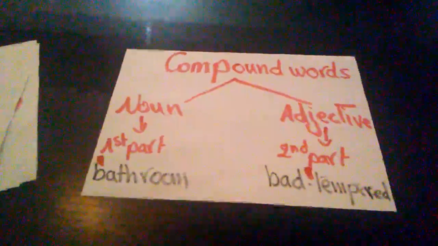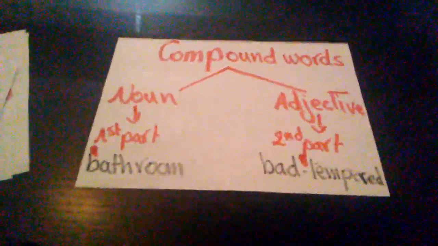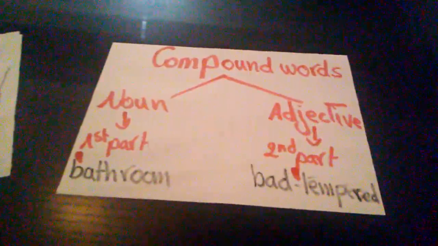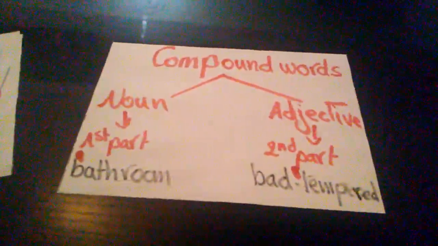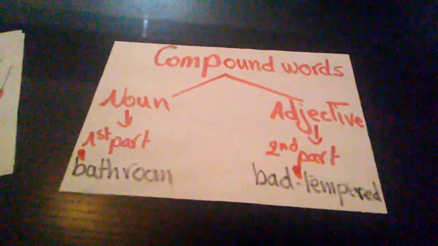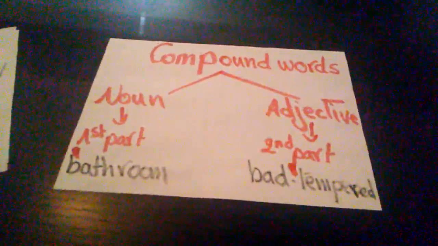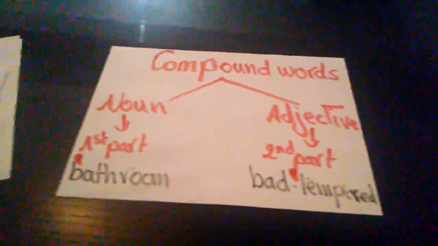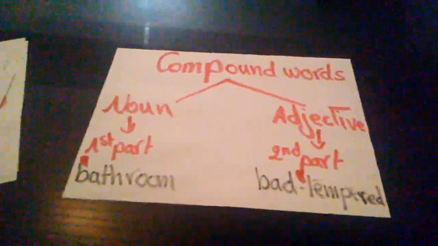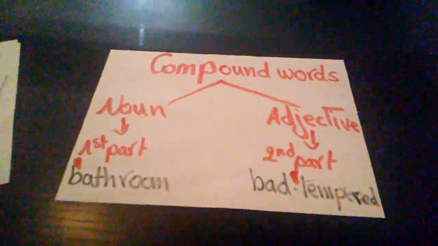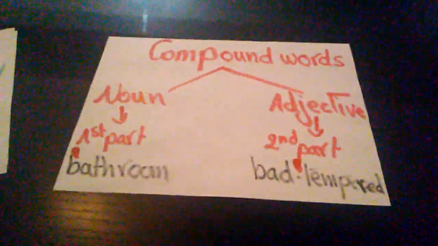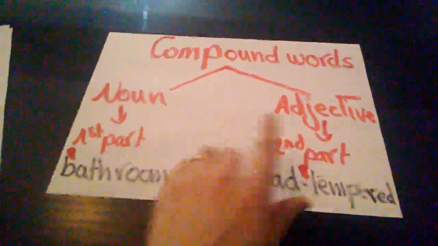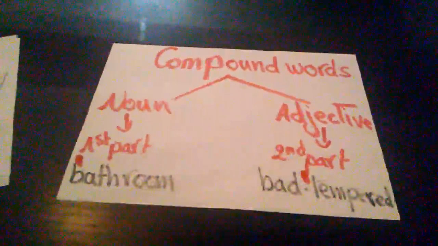Then you have compound words. In compound words, you have two cases. A compound word as a noun or a compound word as an adjective. What is a compound word to begin with? A compound word is a word which has two parts. كلمة بجزئين. It can be a noun, it can be an adjective. When it is a noun, you stress the first part. When it is an adjective, you stress the second part.